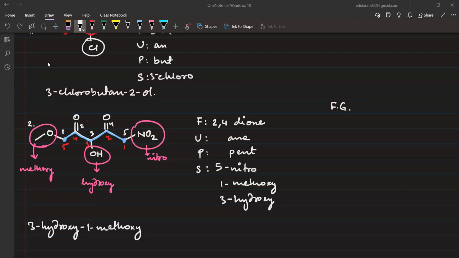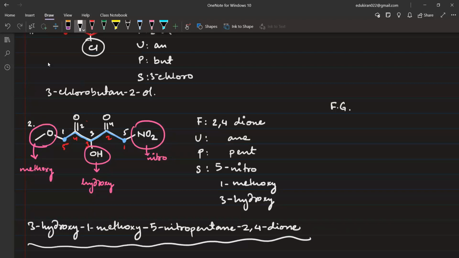Yes, sir. Understood. Understood now? Okay. So 3-hydroxy, 1 methoxy, and then you will have 5 nitro, pentane, 2,4 dione. Okay. Even though this is a big name, when you do it in a very sequential way, part-wise, then it becomes very easy.